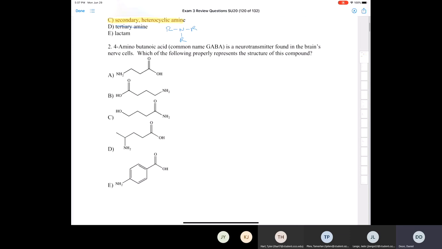Question number two says 4-aminobutanoic acid, which has the common name GABA, which stands for gamma-aminobutyric acid, is a neurotransmitter found in the brain's nerve cells. Which of the following properly represents the structure of this compound? I think the best thing to do would be to just draw this structure. If I start by drawing butanoic acid, I would have 1, 2, 3, 4 carbons, and I could even number those to help me out. And it says that I have a 4-amino group.